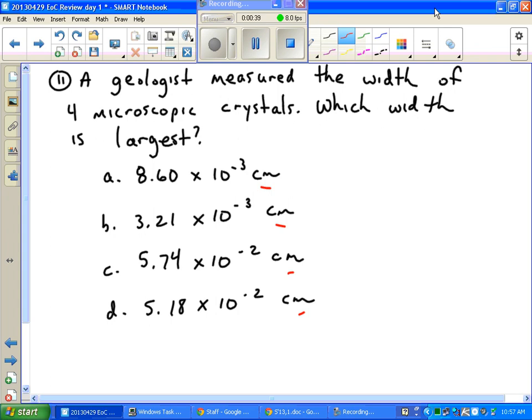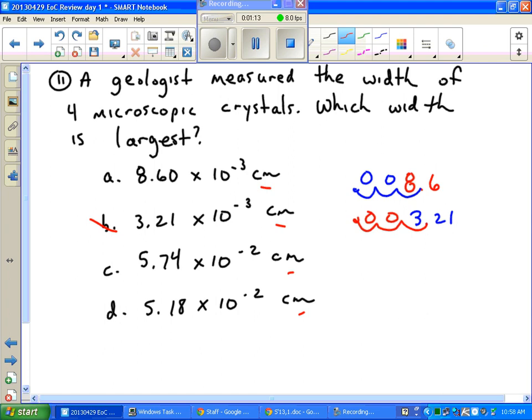So like 8.6 times 10 to the -3, 8.6 actually moves over 3 times. 1, 2, 3, and that number is 0.0086. Same thing with 3.21 times 10 to the -3. 3.21 still moves over 3 times because it's to the -3: 1, 2, 3, and you fill them in. So that's 0.00321. Notice 0.0086 is higher than 0.00321. So it's definitely not this one.